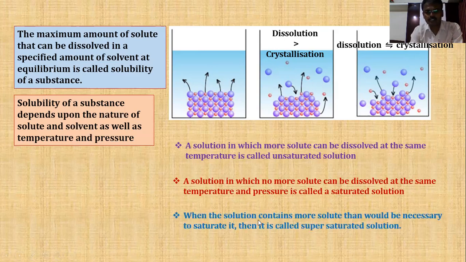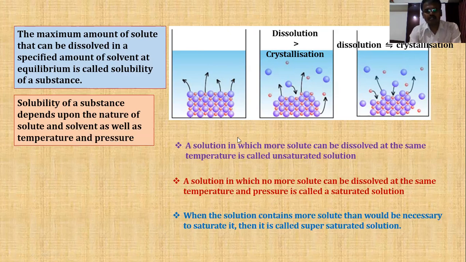Supersaturated solution is the solution which contains more solute than would be necessary to saturate it, right? So to saturate you, 5 chapatis are enough, correct? If you eat 5 chapatis, that is enough for you, but forcefully you eat another half chapati, that is supersaturated, correct? Here also, if you dissolve 10 grams of solute in a suitable solvent, that is the saturated level, but if you add 10.5 grams into that, that 0.5 grams will remain undissolved, that is called a supersaturated solution. So let me repeat.